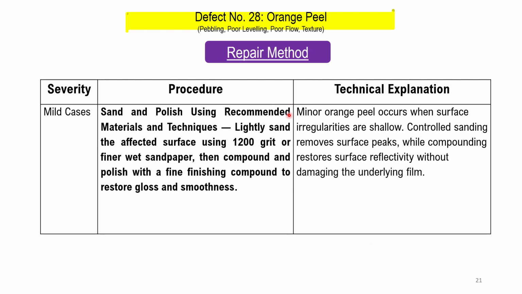It can be technically explained as minor orange peels occur when surface irregularities are shallow. Controlled sanding removes surface peaks while compounding restores surface reflectivity without damaging the underlying film.